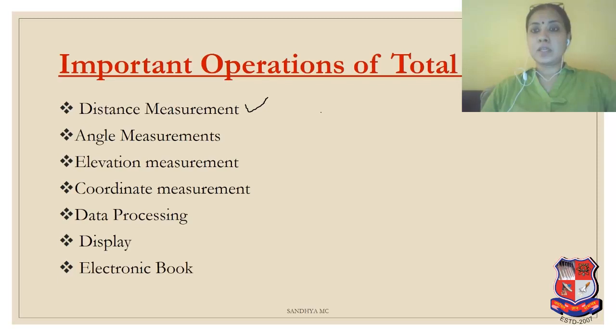Suppose two points are there, A and B. The points can be accessible or inaccessible points. We can measure the distance between these two points, A and B, with the help of a total station. And for the measurement of angles, both horizontal angles and vertical angles can be measured with the help of this total station. Okay, this is one point, and a second point, a third point is there. We can measure the horizontal angle between these points.